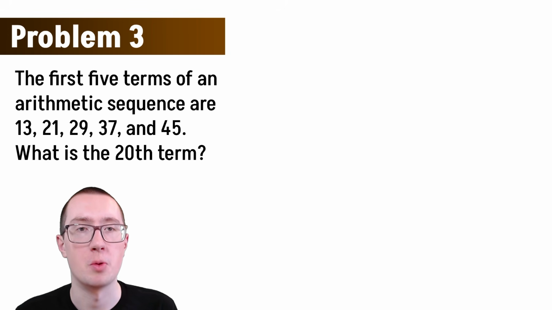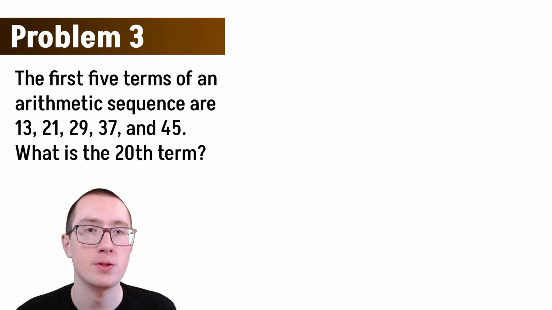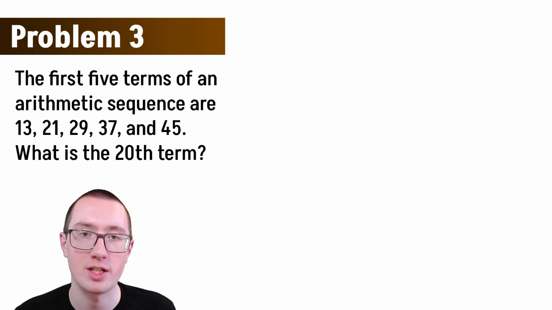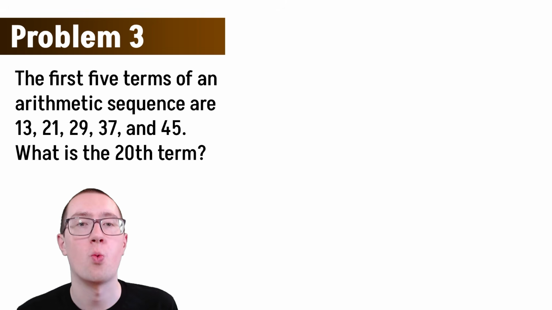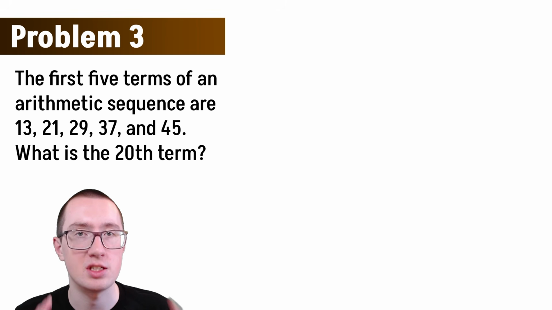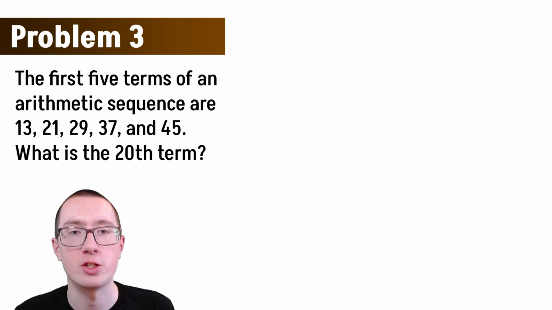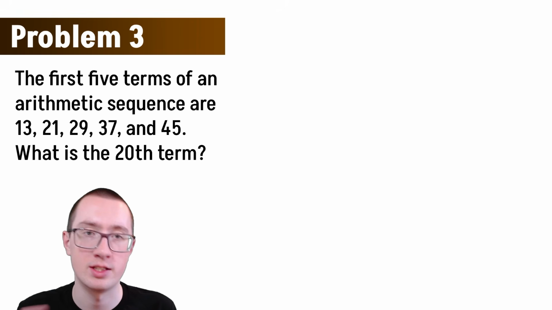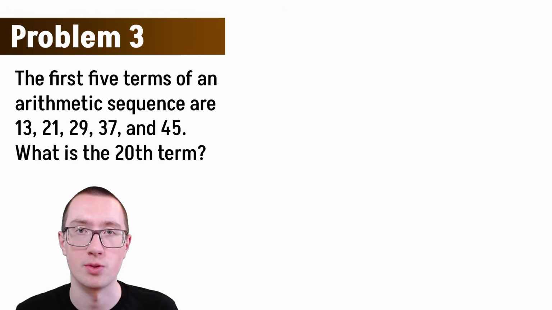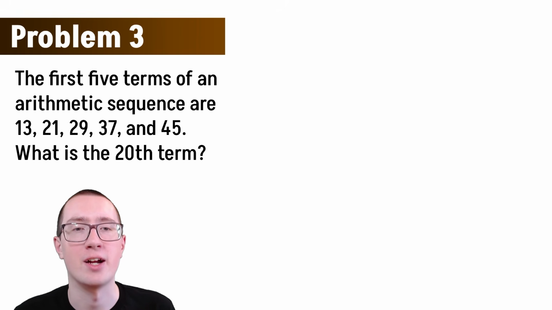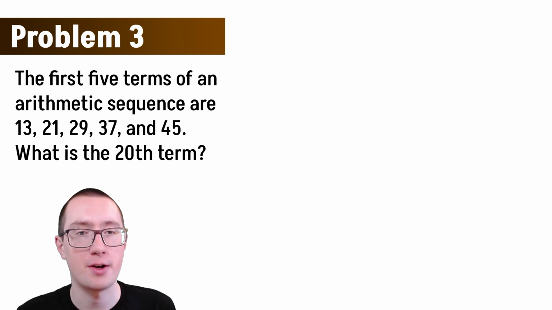Okay, here's the third problem. It says that the first 5 terms of an arithmetic sequence are 13, 21, 29, 37, and 45. What is the 20th term? Now, whenever I see a sequence of numbers like this, the first thing I do is try to find the pattern. What is it about these numbers that makes them a sequence? And even if you don't know what an arithmetic sequence is, you can still try to figure it out.